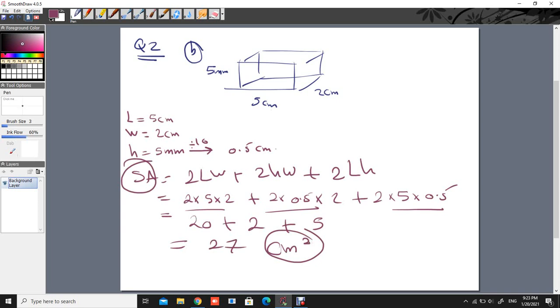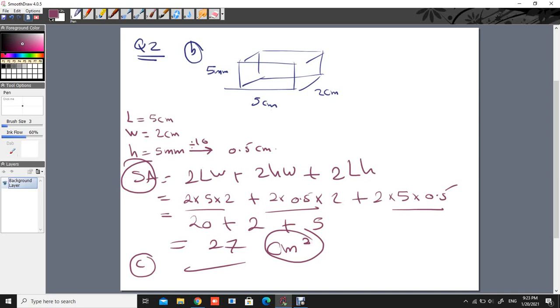Now see the same thing. Now for question 3, here we have volume. The table shows the volume and dimensions of some cuboids. Here we have 7 cuboids. So you have to work on these.